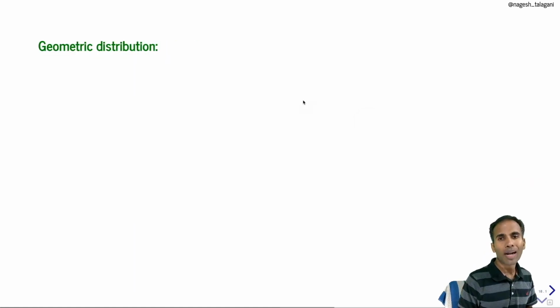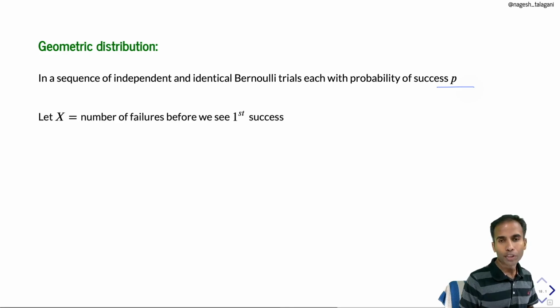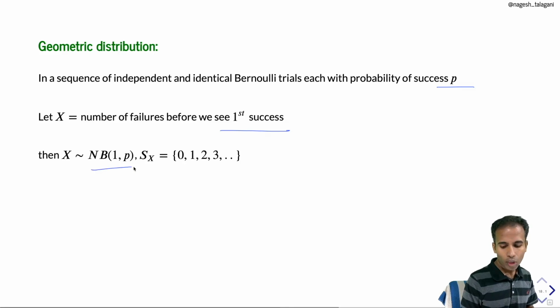Now we are going to look at another discrete distribution called the geometric distribution, which is actually a special case of the negative binomial distribution. In a sequence of independent and identical Bernoulli trials, each with probability of success p, let X denote the number of failures before the first success. So X follows a negative binomial distribution with parameter 1 comma p, that is, here r equal to 1. So X can take the values 0, 1, 2, 3, and so on.